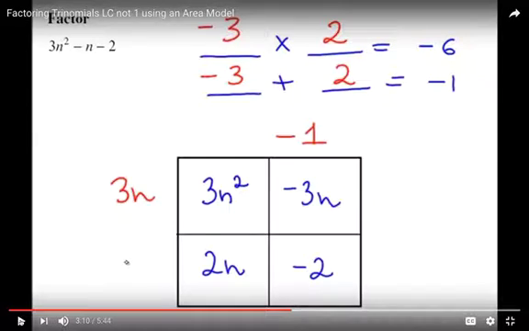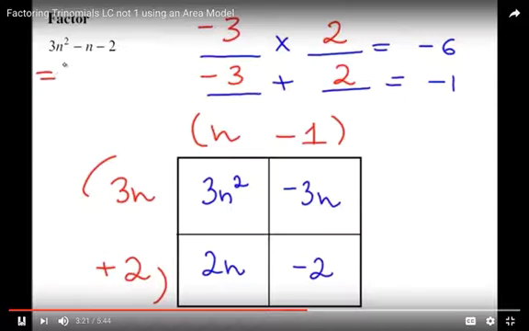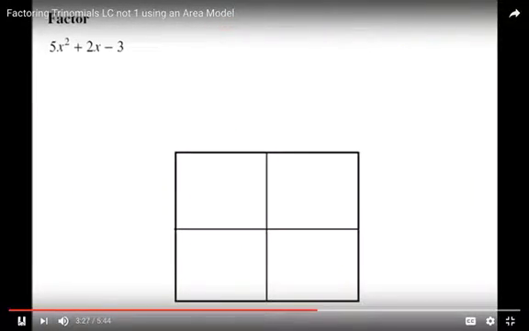So our length is positive 3n on that part, which means that we have to have n up at the top and n times 2 to get us 2n. So we're done. We have n minus 1 and 3n plus 2. That's it. So 3n squared minus n minus 2 is the same as 3n plus 2 times n minus 1.